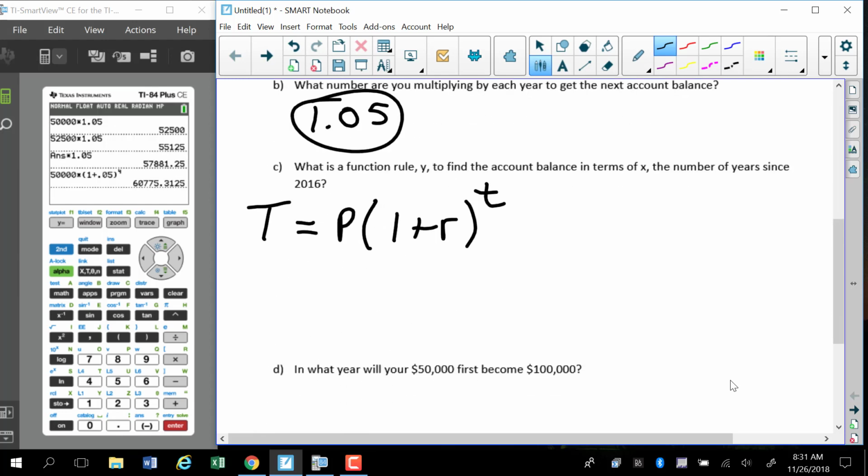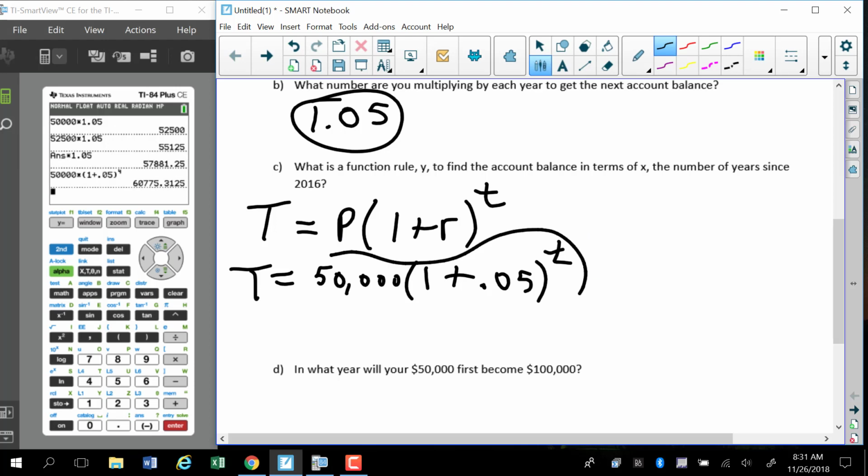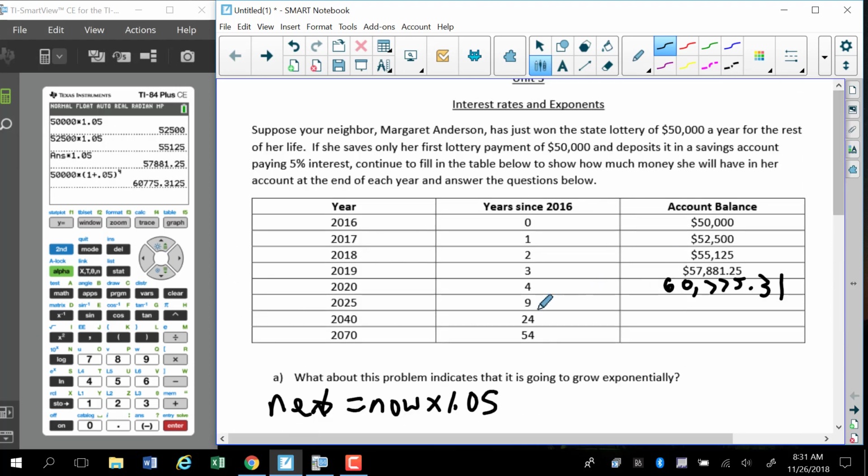So basically what we're looking at is, we want to find our total. We're going to do the $50,000 we start with, times 1 plus my interest rate, 0.05, to the T. And I'm going to leave this T up there because you can pick and choose whatever time you like. So this is really the formula for the problem, and then we can use that to solve. So what is it in 2025? Let's say 9 years later.